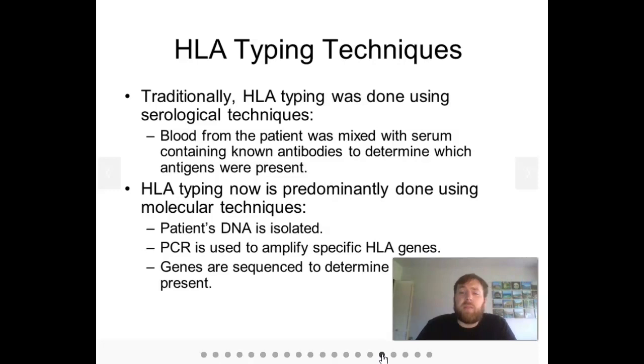Now, HLA typing can predominantly be done using molecular techniques where we look at the patient's DNA and isolate it, then use PCR to amplify specific HLA genes, because we know which restriction enzymes can cut at those specific spots. And then the genes are sequenced to determine which alleles are present. So I only have to sequence a very short section, and that specific section is the HLA spot that we looked at before.